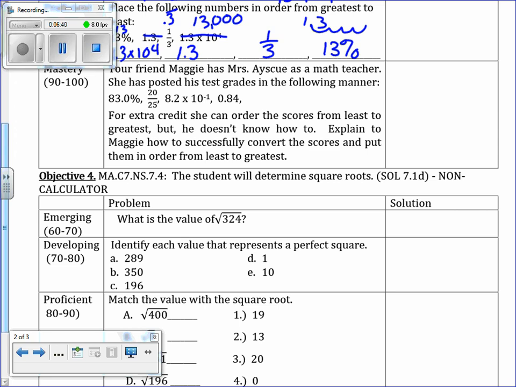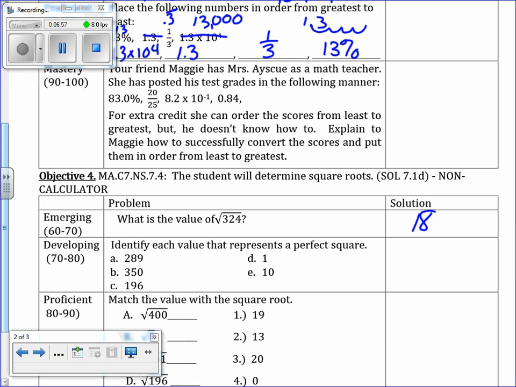Okay, what is the value of the square root of 324? Remember, you need to have all of the perfect squares memorized up to 400, and the square root of 324 is going to be 18.